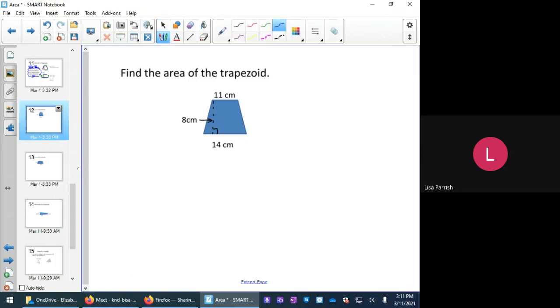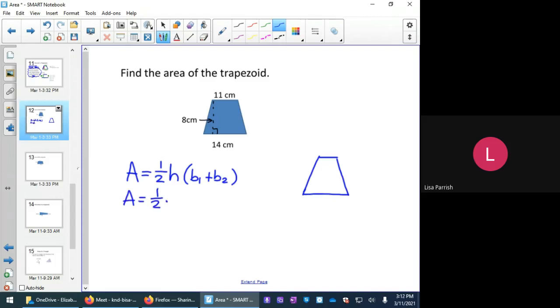So if you want to pause this and get that drawn. Usually to draw a trapezoid, you can do two kind of slanted lines like that, wider at the bottom, and then just connect. Okay, some people have trouble drawing those. All right, so the first thing we want to do, as always, is write our formula. So 1/2 times height times the sum of base 1 and base 2. Okay, second step is plug in your numbers.